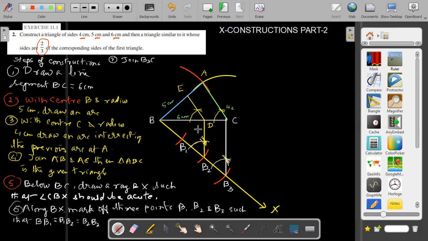Okay, so the ratio of the triangles is 2 is to 3. Their ratio will be 2 is to 3. Got it?